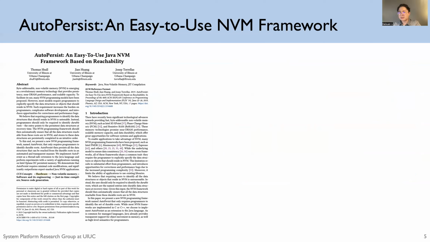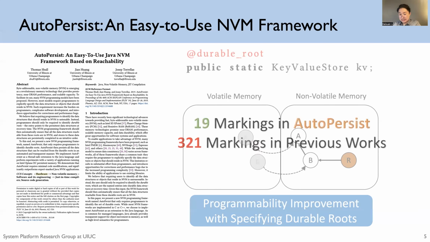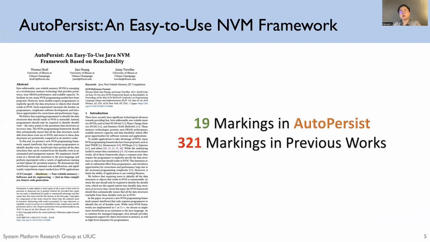Instead of marking all the persistent objects updates and adding persistent instructions, AutoPersist only requires developers to mark the durable root objects with a simple annotation, as shown in this figure. Then the managed runtime will automatically and transparently persist all the reachable objects from the durable roots. Compared to the previous work that needs to mark all the persistent objects, AutoPersist achieved 16 times fewer persistency markings in the program, which significantly improved the programmability. So with AutoPersist, we can create a crash-consistent application much more easily.